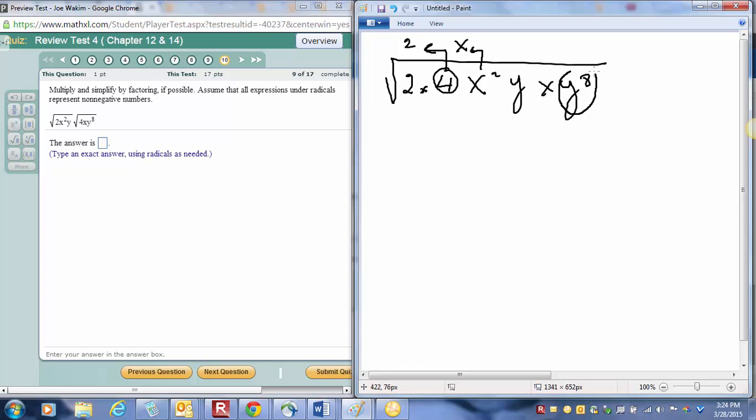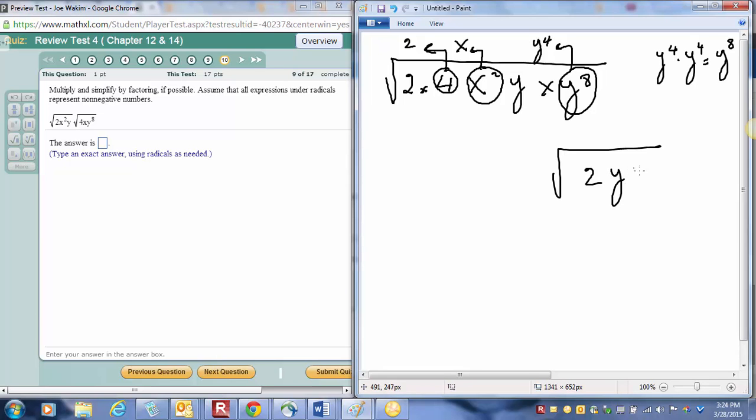Oh, y8 is a perfect square, will come out as y4. Remember that y4 times y4, we add the exponents. That would be y8. So the square root of y8 is y4. So notice that y8 will come out, and what is left inside the radical? 2yx. 2yx will stay inside the radical, and 2xy4 will come out. That would be the final answer.